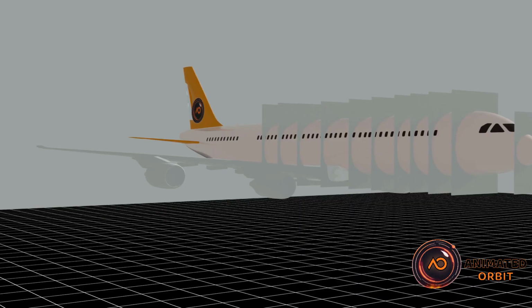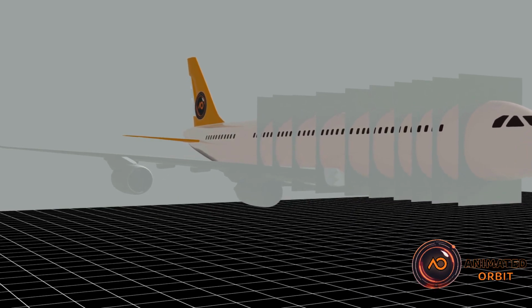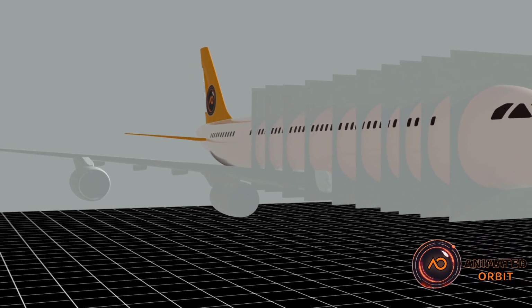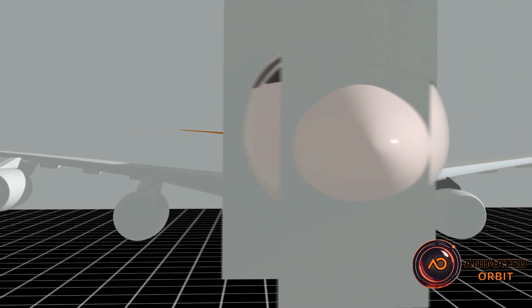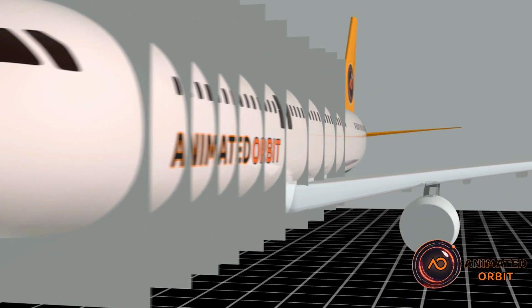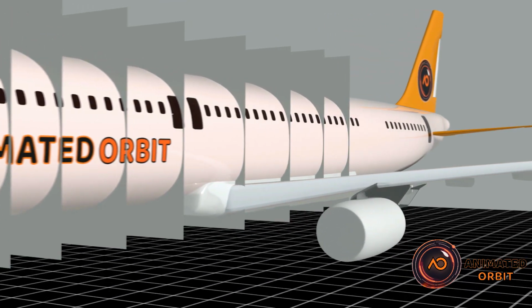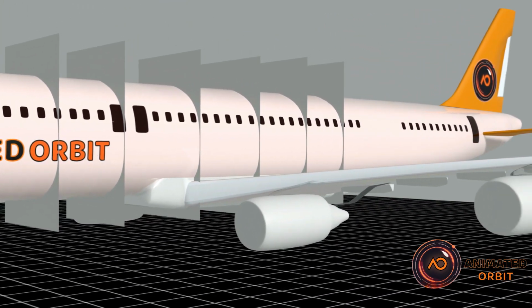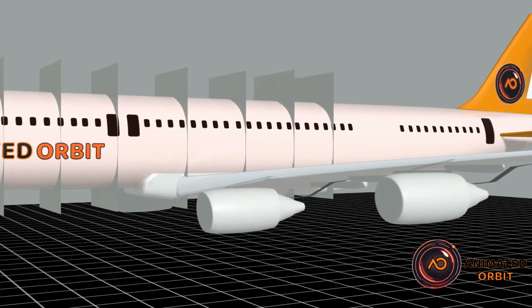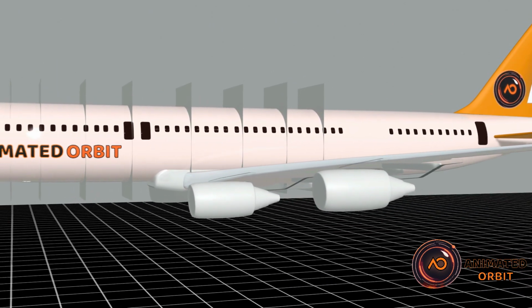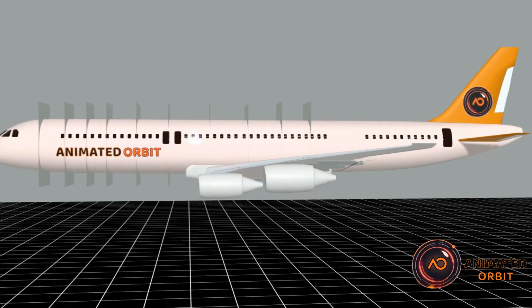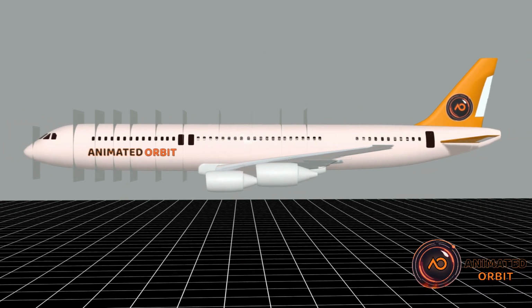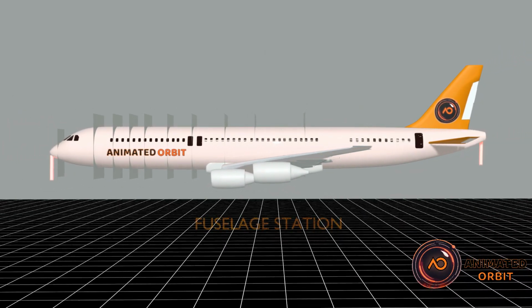Fuselage Station, FS. Definition: a reference point system used to measure locations along the length of an aircraft's fuselage. Units: usually measured in inches or centimeters from a fixed reference point, commonly the aircraft's nose or a designated zero station. Purpose: it helps engineers and maintenance crews pinpoint exact locations for components, inspections, or repairs. How it works: the fuselage is divided into sections or stations along its length.